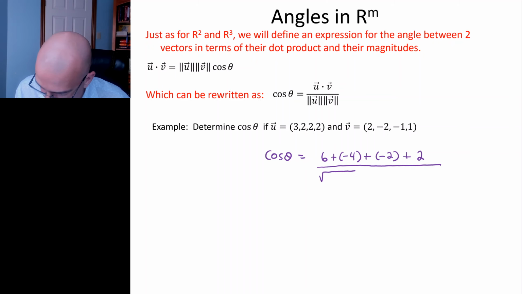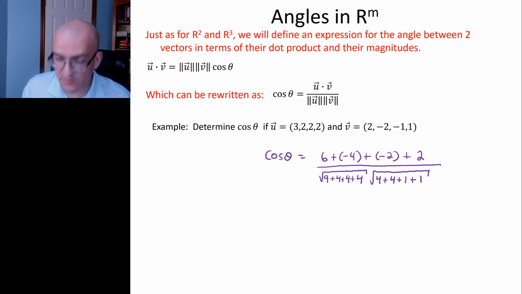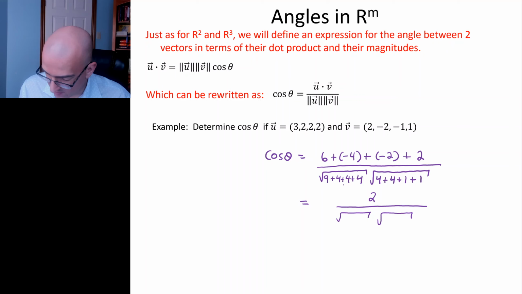The length of u is the square root of 3 squared, 9, plus 2 squared, 4, plus 2 squared, 4, plus 2 squared, 4. And the length of v is the square root of 2 squared, 4, plus negative 2 squared, 4, plus negative 1 squared, 1, plus 1 squared, 1. Now simplify. 6 minus 4 minus 2 plus 2 is 2. And then simplify the square roots. 9 plus 4 plus 4 plus 4, so 9 plus 12, 21. And then 4 plus 4, 8, 9, 10.